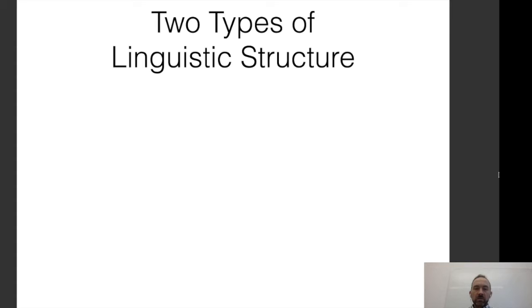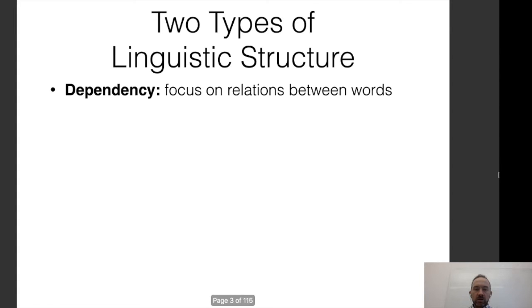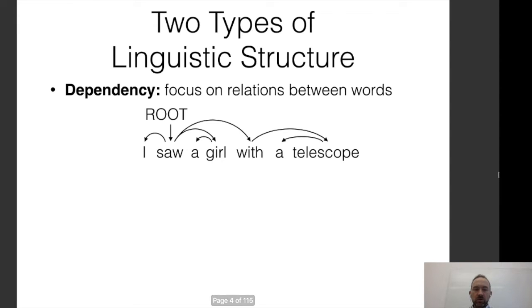So dependency parsing is a way of analyzing linguistic structure of sentences in a particular language. And there's essentially two ways of performing this analysis. Dependency parsing focuses on relations between words, and basically what we get is a graph structure like this, where we have particular words, and then we have arrows pointing between the words from the head to the dependent.